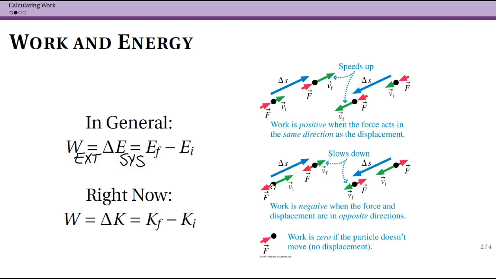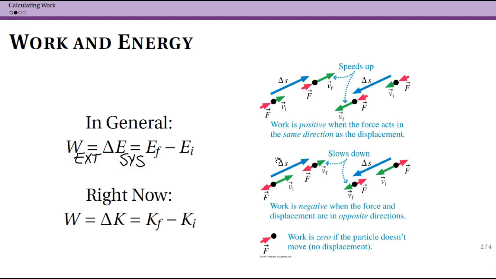Now a different situation is that the particle is still traveling in the same direction, but now you apply a force in the opposite direction. So this is an acceleration vector that opposes our velocity vector, and that's going to result in the particle slowing down. So that's actually now a decrease in energy and negative work.